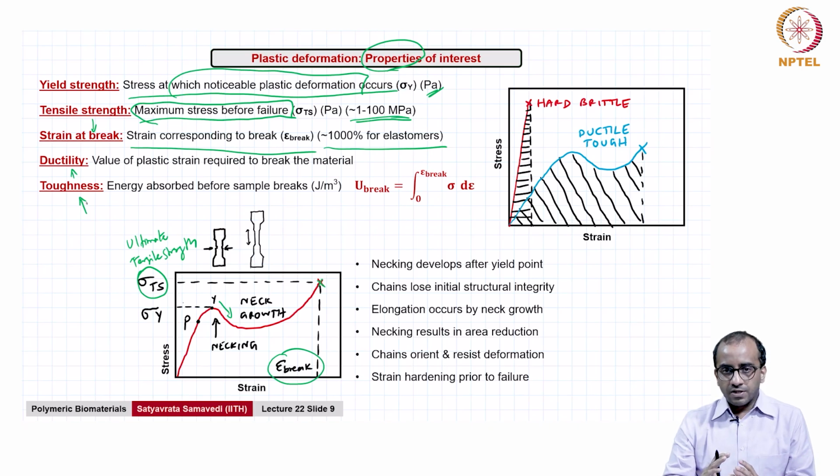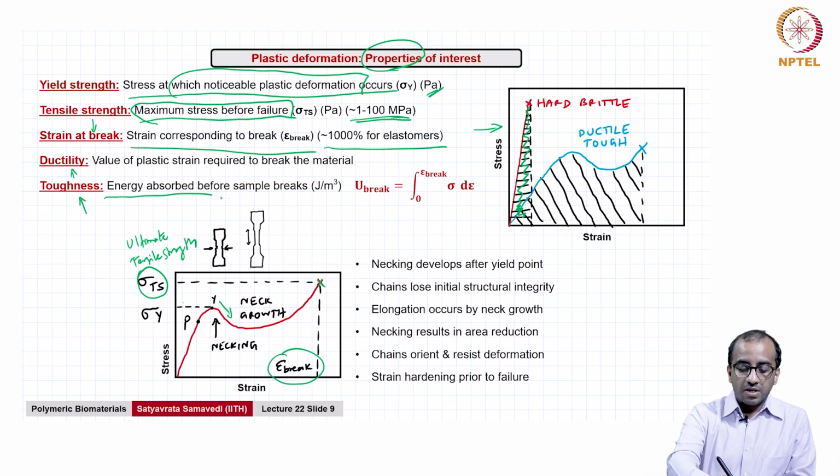Toughness can be thought of in some sense as being analogous to resilience, except here you are looking at the entire stress strain curve as shown here, right. So, the area under the curve represents the energy absorbed. For resilience, we said it is the area under the curve in the elastic regime, both linear and non-linear. Here we are saying it is the energy absorbed before the sample breaks, namely the entire stress strain curve.